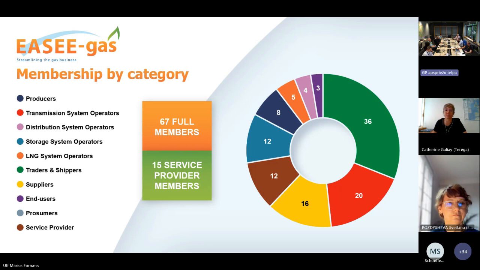Okay, so what you can see here is that we also have different categories of membership. We have full members, and we also have another category for the service providers, for example, where you don't have voting rights, but still you can access all the meetings and all the data. What you can see here is that we have a slight focus on the TSOs and traders and shippers, so that's the majority of our members. But as you can also see, there are a lot of suppliers and service providers involved.